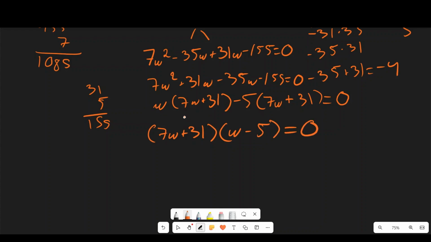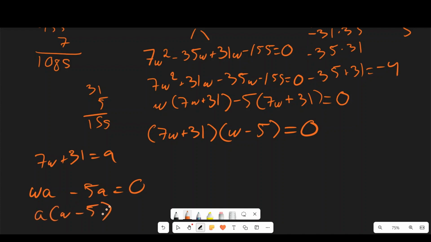If you're having a hard time understanding how that works, just imagine I did it this way instead, right? Imagine if 7w plus 31 was equal to a, and we rewrote our equation as w times a minus 5 times a is equal to 0. Then we would be able to factor out the a, right? We would be able to write it as a times the quantity w minus 5, which is exactly what we did over here. Just use the same property for factoring.